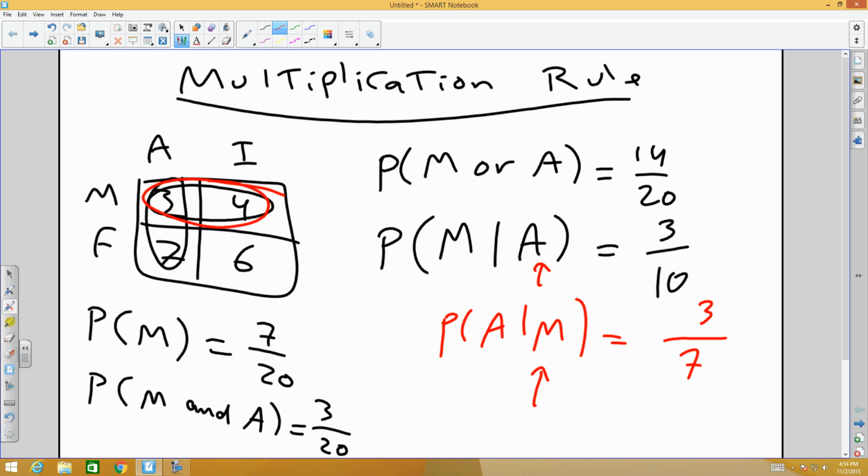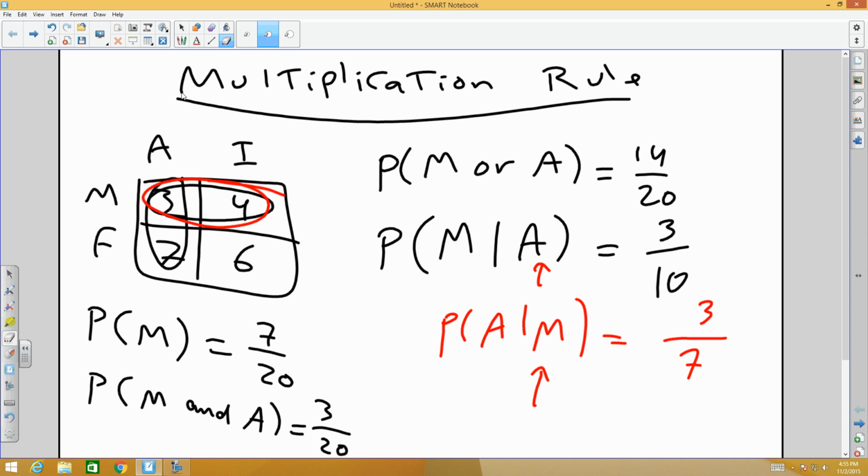So that was a revision of the last class probabilities. That's not the multiplication rule yet. We were just reviewing what we did last class. Okay? This is not the multiplication rule. This is a two-way classification table that we had last class.